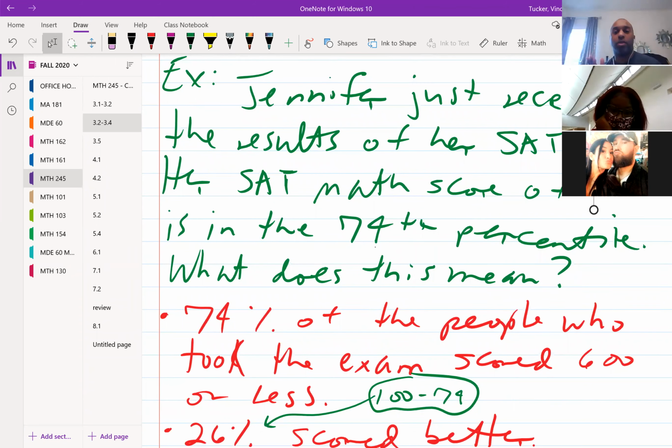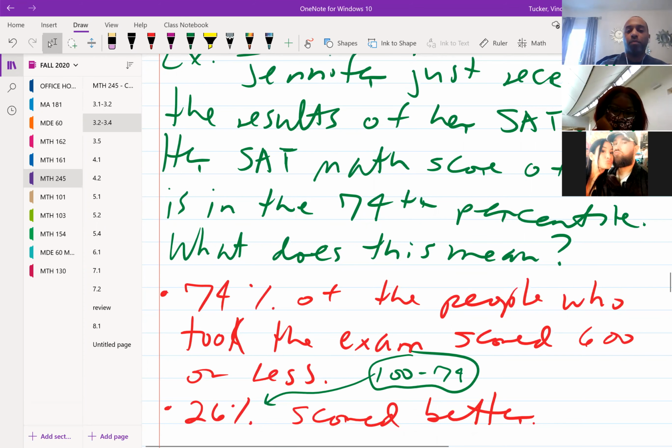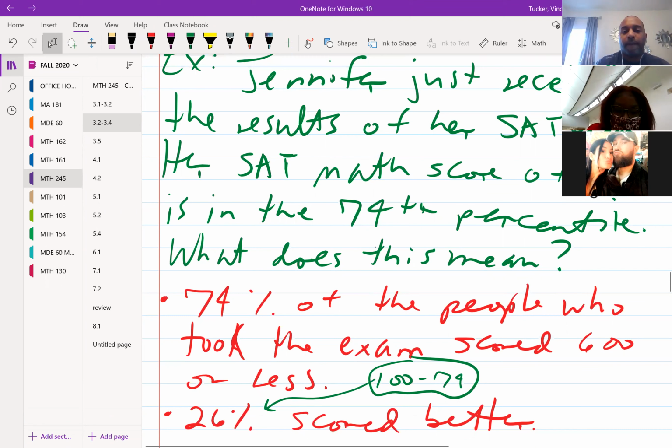Jennifer just received the results of her SAT exam. Her SAT math score of 600 is in the 74th percentile. What does this mean? It means she did better than 74%. 74% of the people who took the exam scored 600 or less, and then 26% scored better than her. And so you find that 26% by subtracting it from 100. That's what I did right there, just emphasizing this 100 minus the 74.